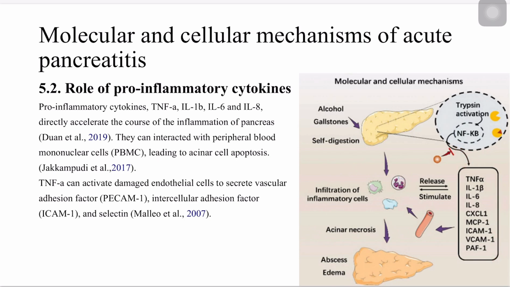in this case inflammatory cytokines and also tumor necrosis factor, interleukin 1 beta, 6, 8, CXCL1, MCP1, ICAM1 increase. As I mentioned, in this case it affects the permeability of the vessels, and vascular permeability increases, and in this case infiltration of the inflammatory cell and white blood cell, and increases the attack on the pancreas, and the acinar necrosis starts, and abscess and edema can happen.